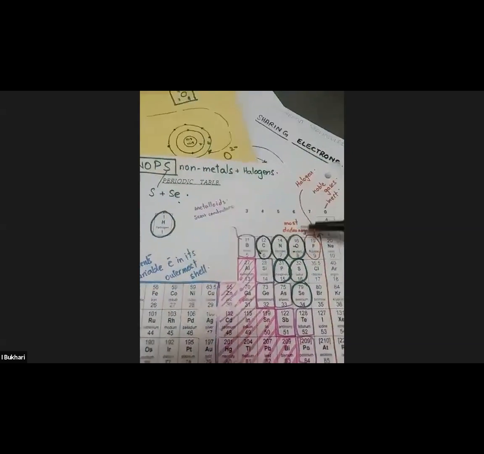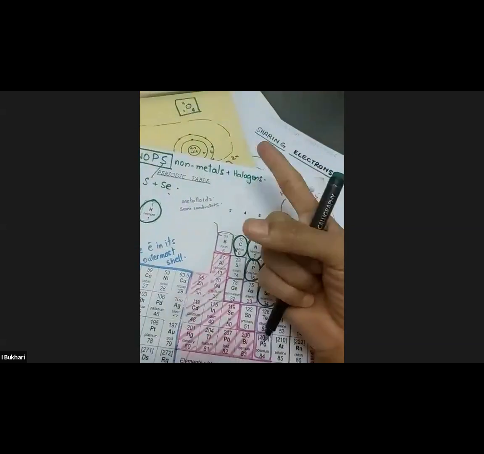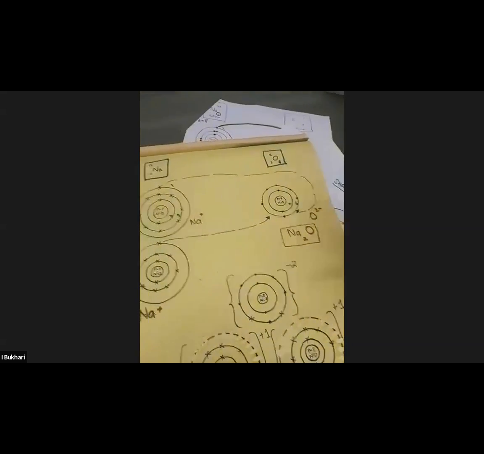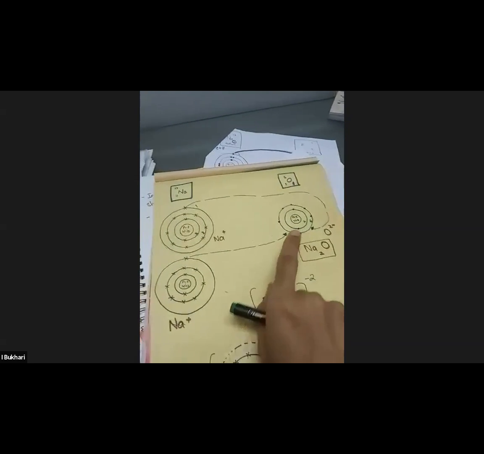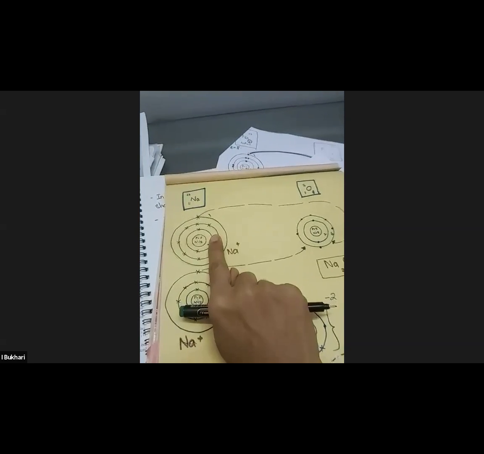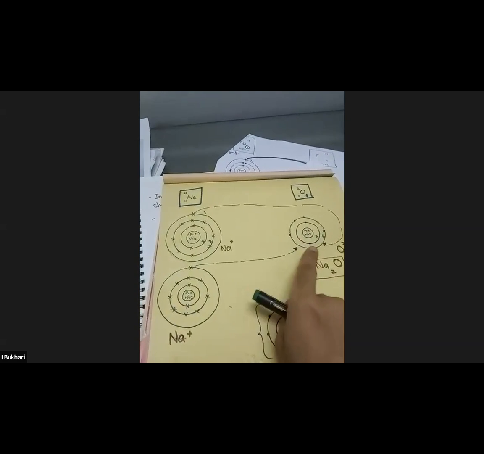Right? Oxygen is in the 6th group. So 6, 7, 8. It needs 2 more electrons, right? So 1 electron it got from this sodium ion. Now, this is not going to give you the second one. So you have to get it from somewhere else. So another sodium ion comes in.